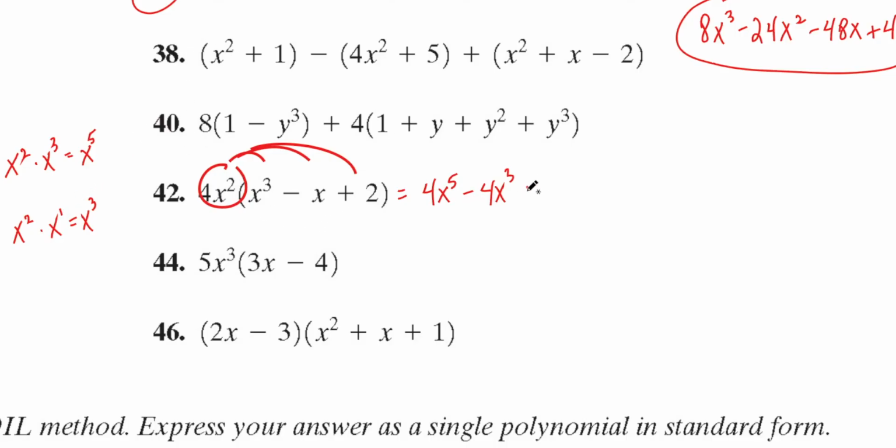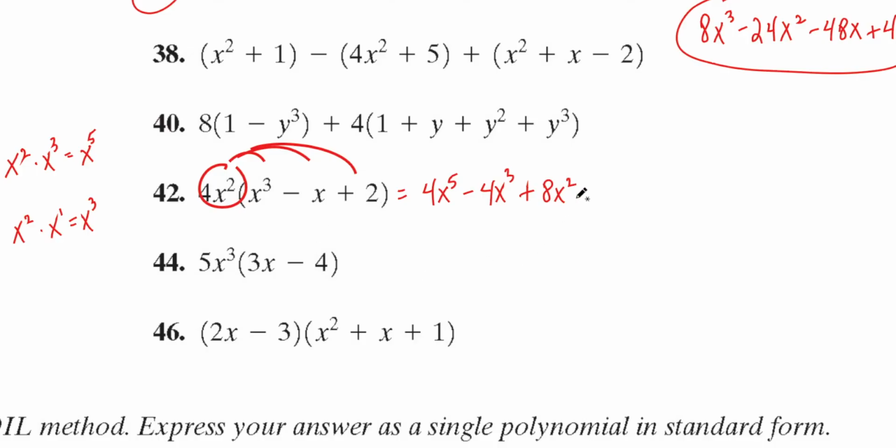Plus 4x squared times 2. So I just go 4 times 2, which is 8, and then the x squared. Even though that doesn't have an x squared in it, or an x, we still multiply them together. Remember, this is not adding like terms here. This is actual multiplication. So 4x squared times 2 is just 8x squared.